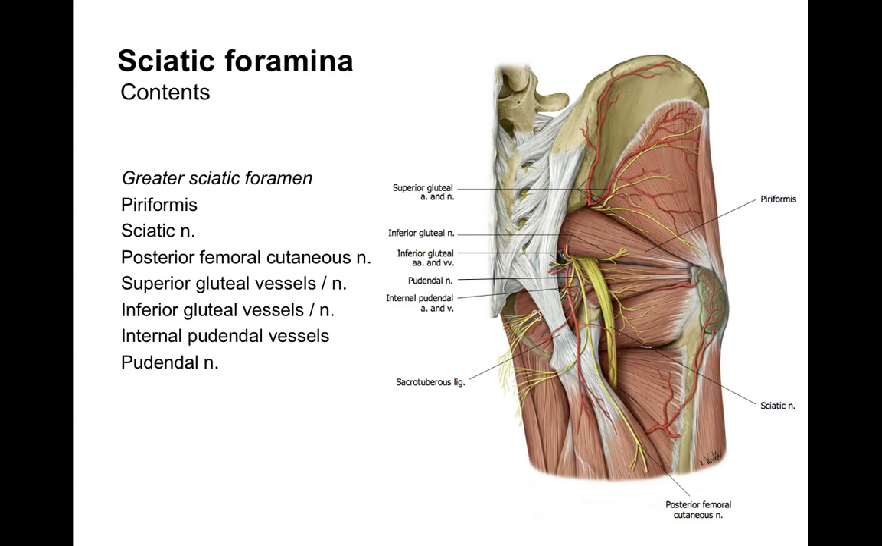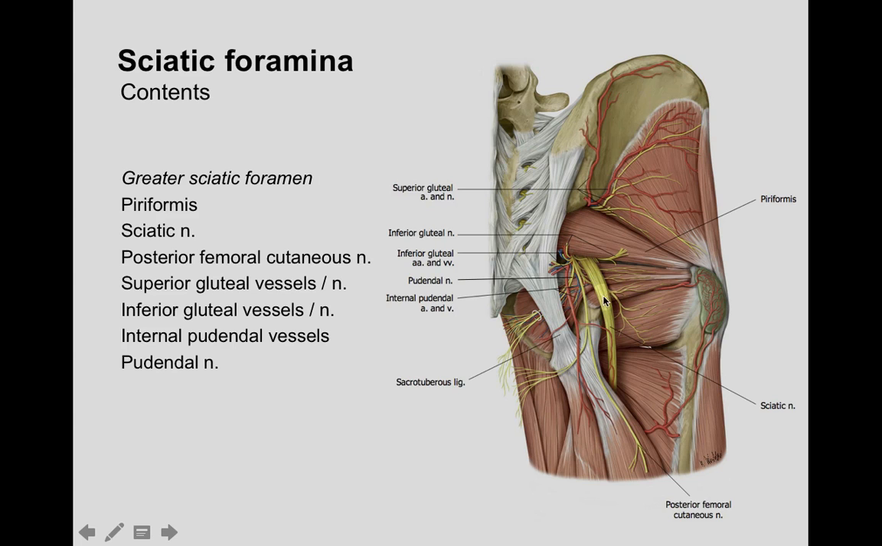Beginning with the greater sciatic foramen, looking at this posterior view, the greater sciatic foramen will transmit the piriformis. The piriformis muscle attaches to the lateral aspect of the sacrum at its proximal origin and attaches distally onto the greater trochanter of the femur. And so these two attachment sites will cause it to traverse through the greater sciatic foramen.